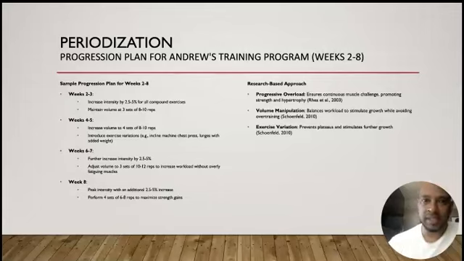Weeks 6 to 7, we're going to increase intensity again by 2.5% to 5%, and adjust the volume to 3 sets of 10 to 12 reps to increase the workload without overly fatiguing the muscles. And at week 8, we're going to peak out by increasing another 2.5% to 5%, and perform 4 sets of 6 to 8 reps to maximize your strength gains.